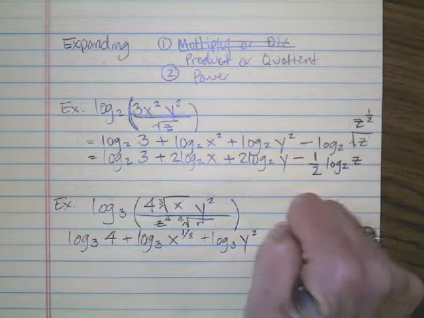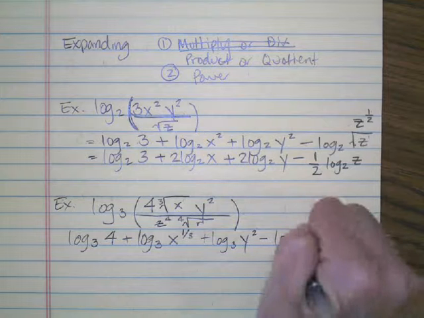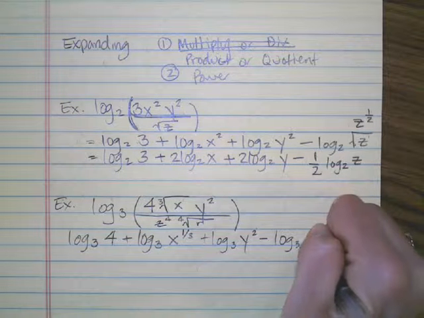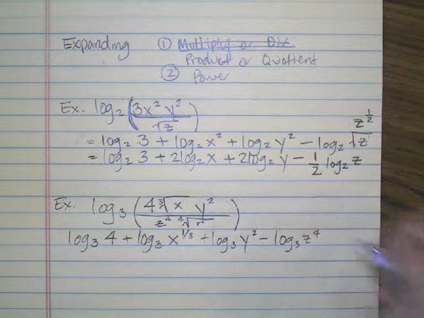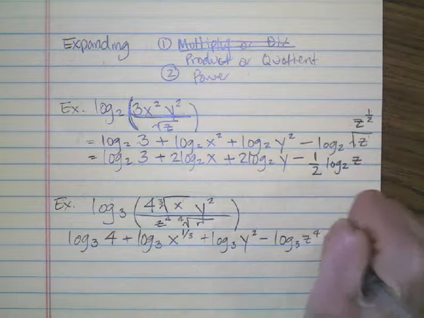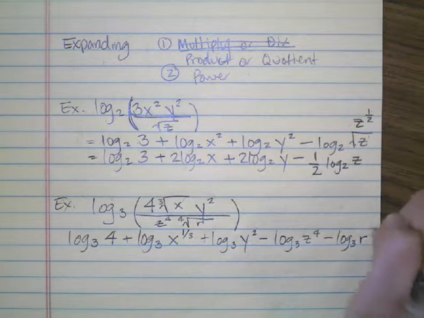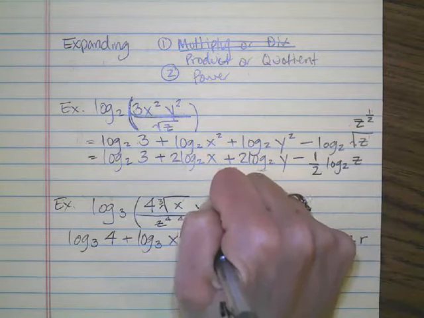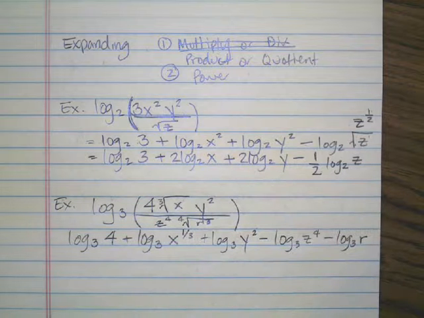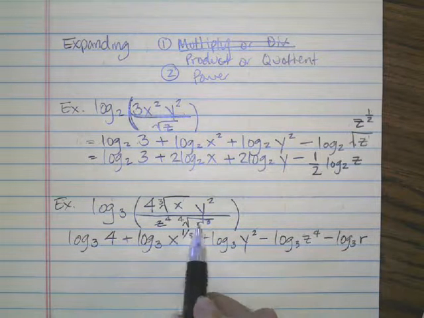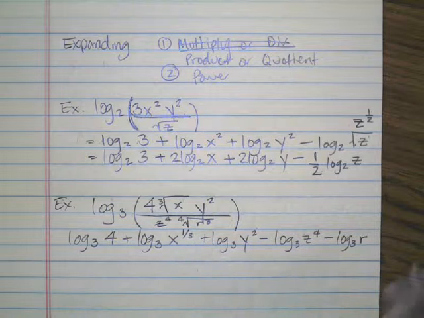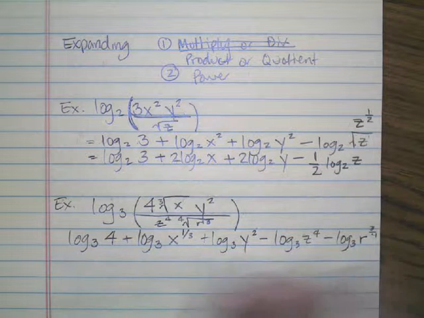Minus log base 3 of z to the 4th. Good. And then minus log 3 of r to the 1/4. Good. Let's put a little 3 on the r. What would that be then? 3 to the 4th? 3/4, sure, because this is power over root.